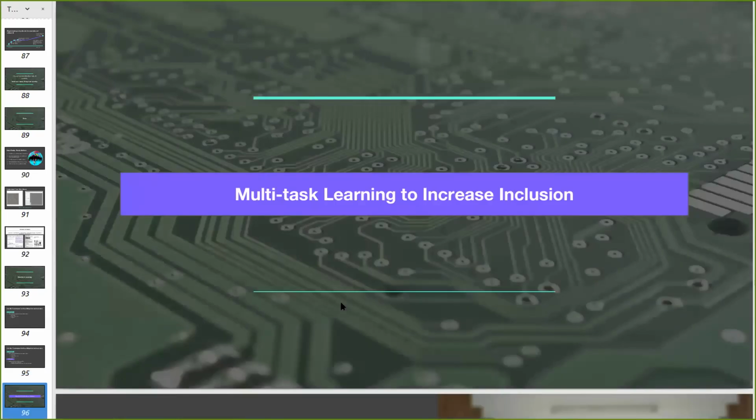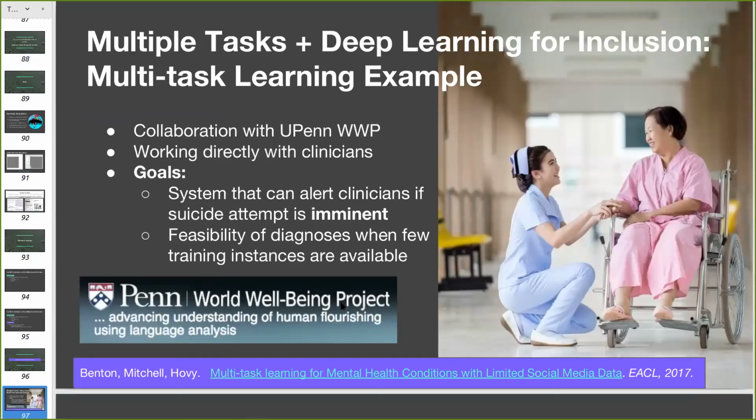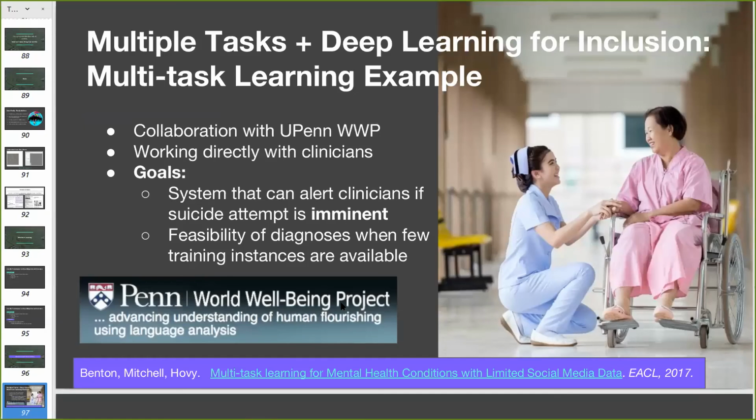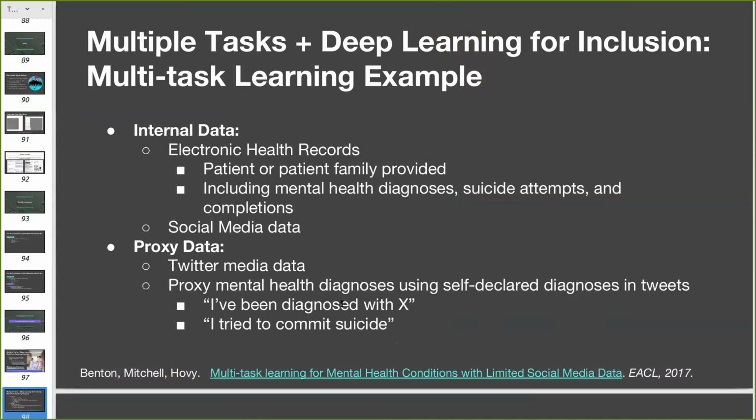Multitask learning to increase inclusion. So this is some example of some collaboration work. The goal is to build a system that can alert the clinicians if suicide attempt is imminent. Feasibility of diagnosis when few training instances are available. So we'll see what it is.